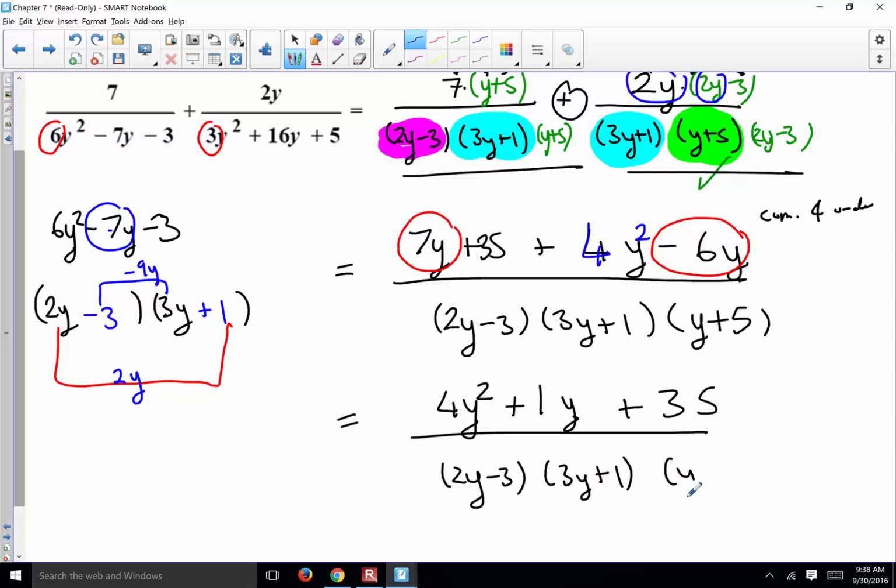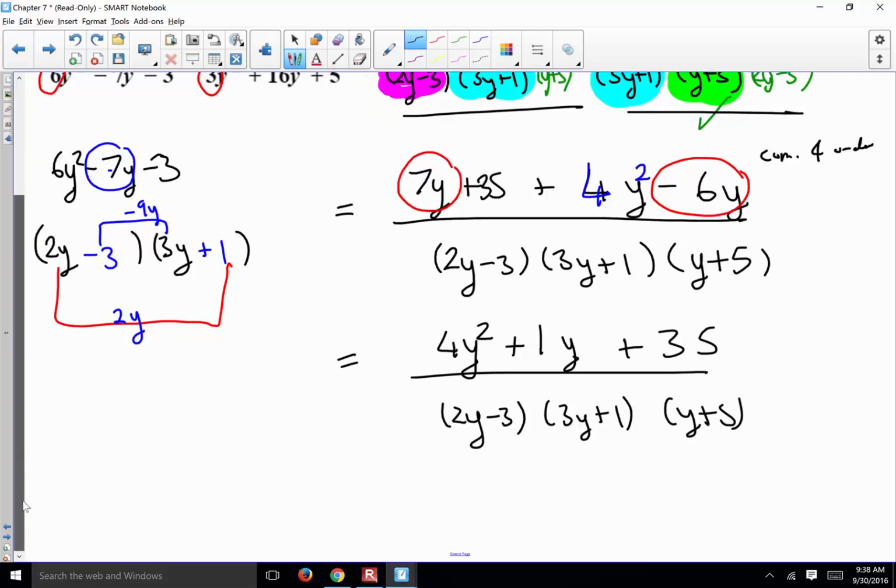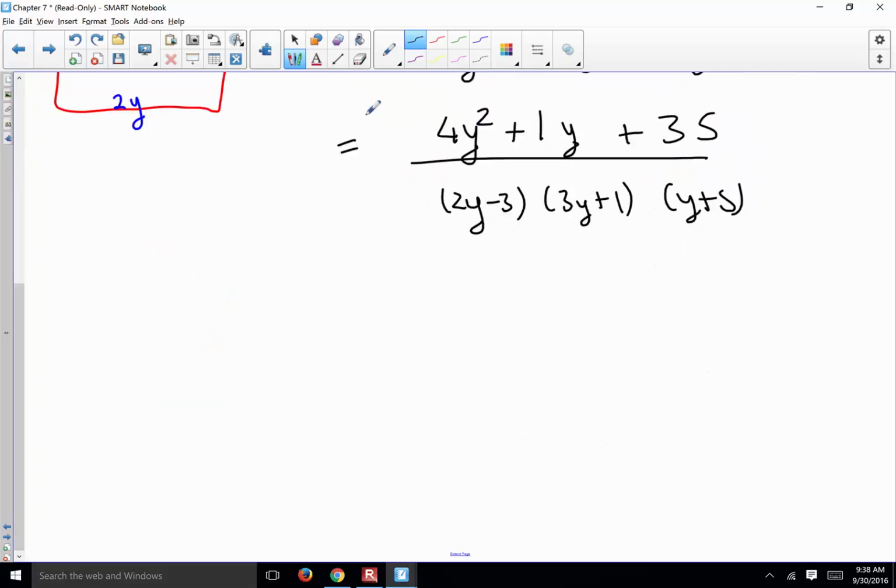Alright, tough one. To make cancellation happen here, you need to factor that top by the difficult version of the trial and error method. You need to guess what two numbers here and what another two pairs here make 4y squared, y, and 35. Let me tell you how you're going to separate 35 this time.